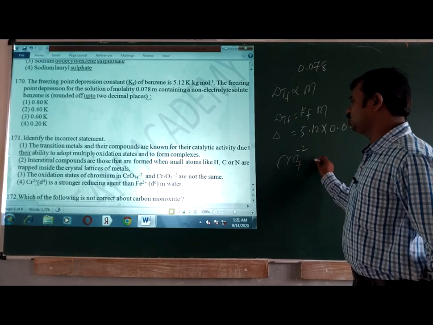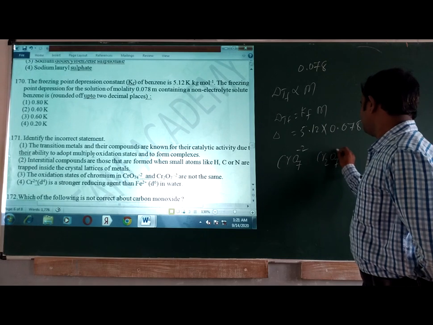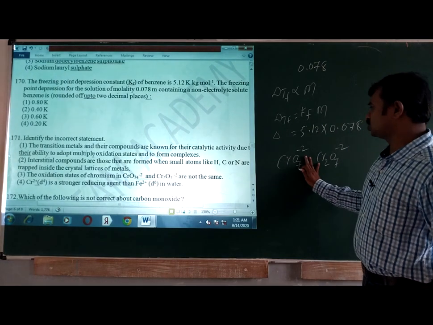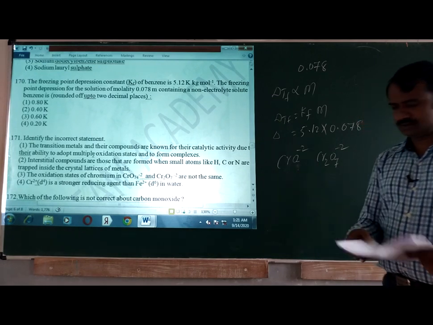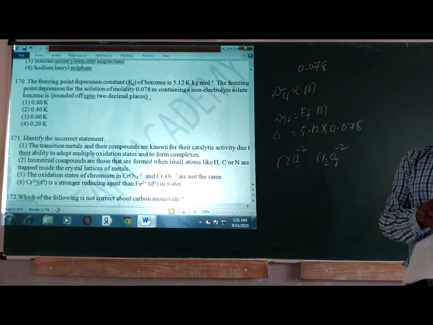The oxidation state of chromium in CrO4 minus 2 and Cr2O7 minus 2, third one. Wrong answer.